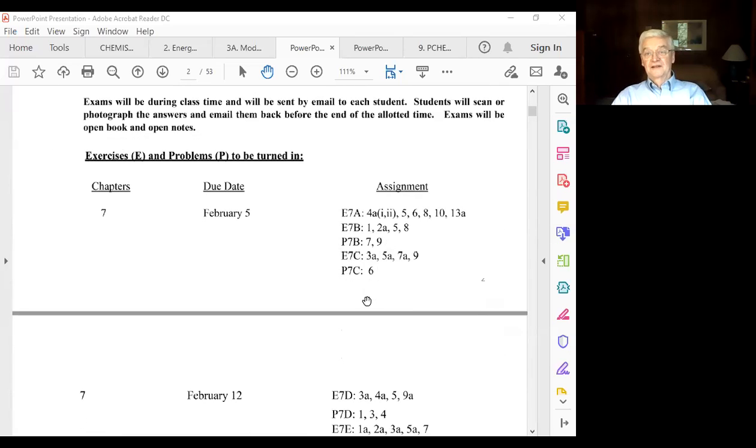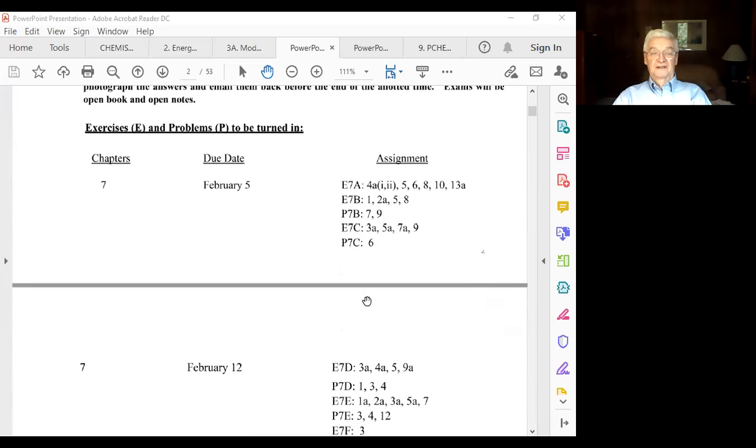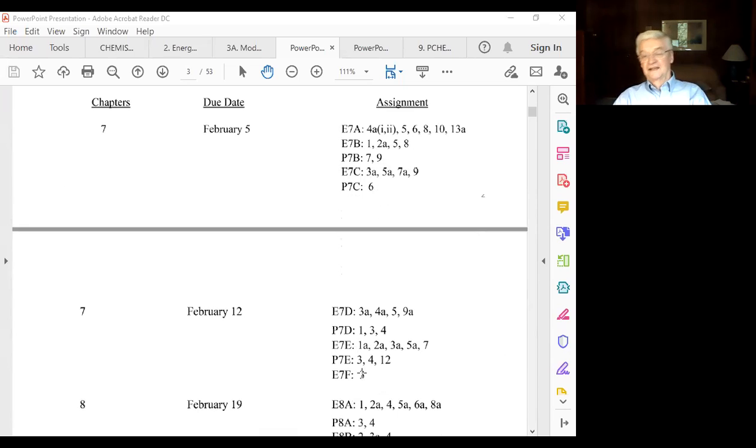Okay, then you'll see there's a lot of problems assigned. I think there's something like 6 sets of problems assigned. The book is kind of goofy in its chapters. It has a chapter 7, then it has sections A, B, C, D, E, and F. And so the labeling of the problems goes according to which sections they are. If it has a capital E in front, that means it's an exercise, an easier kind of problem. If it's got a P, it's a more difficult kind of problem. But problems have to be turned in on the due dates that you have.